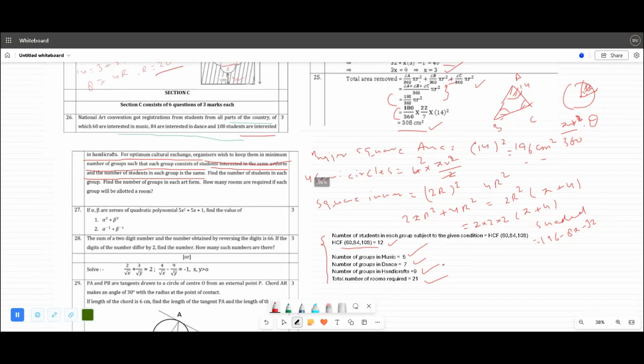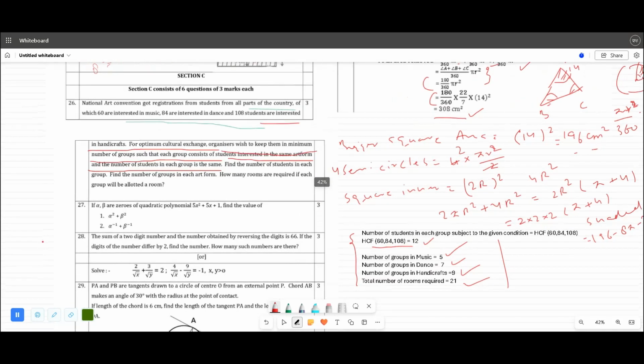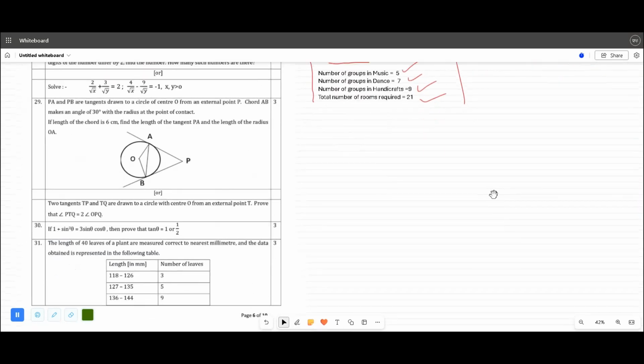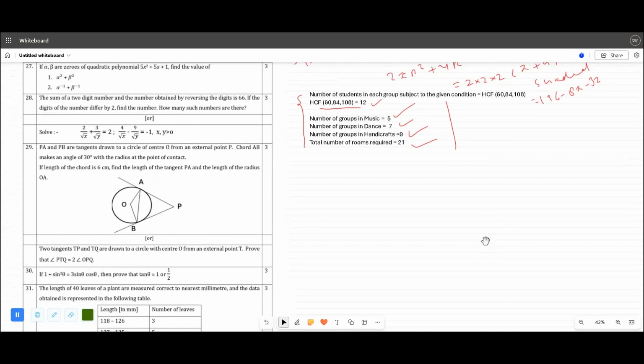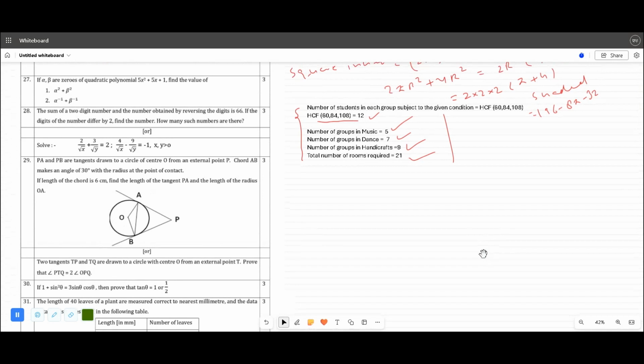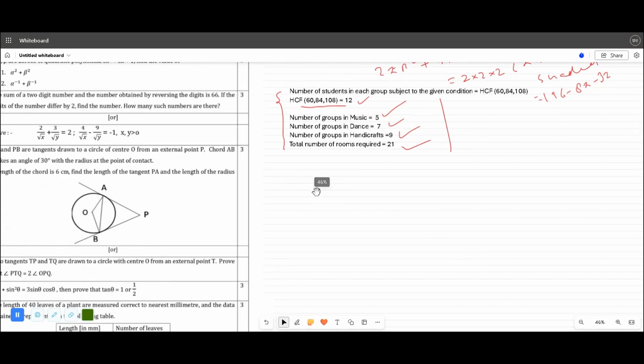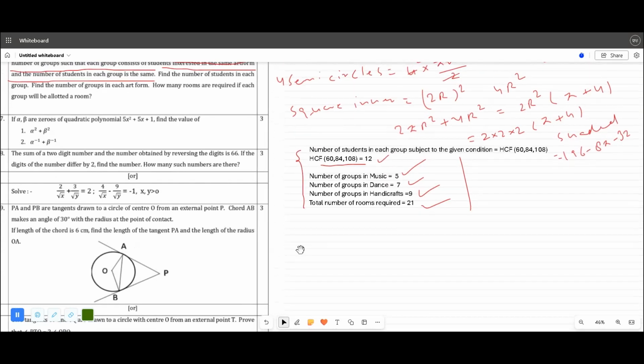Next one is... okay, I have to close it again. First time I'm using Microsoft's whiteboard. Okay, I'm facing some challenges, so please bear with me, yeah.